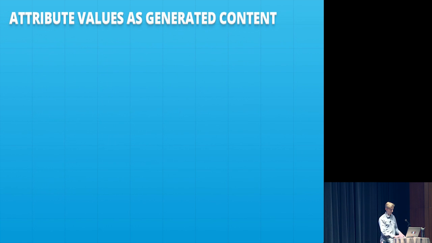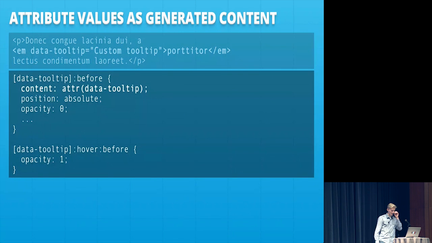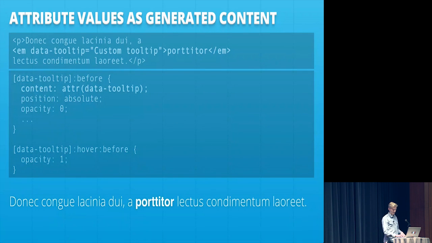And in a similar fashion, you can also grab attribute values from the DOM. So with this sort of HTML structure, we have a data attribute there called tooltip with a custom tooltip content. And we can then write this kind of CSS. Targeting any elements with the attribute data-tooltip, we generate an element before that and grab the value of the data-tooltip attribute into the new generated element. And with a little bit of extra CSS, hiding it and making it transparent, and then on hover making it visible again, we can have like a custom tooltip, sort of.